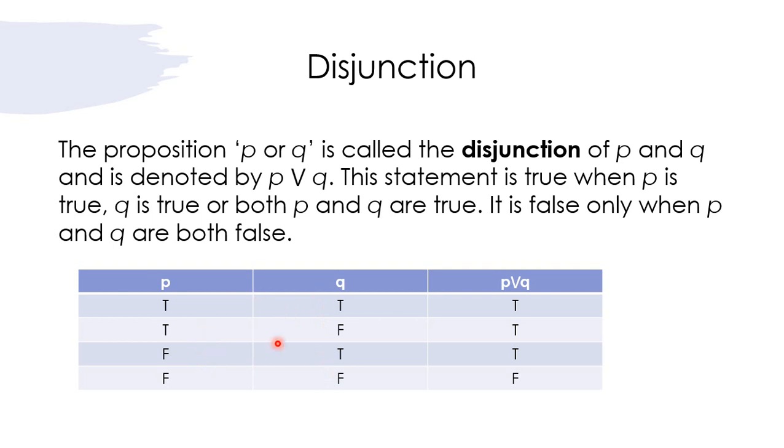So this takes into consideration all possible combinations, and remember the disjunction P or Q will be true once we have some truth value with P or Q. So if both of them are true, or either one is true, it will be true. So this is the truth table for P or Q. The only time this is false is when both are false.